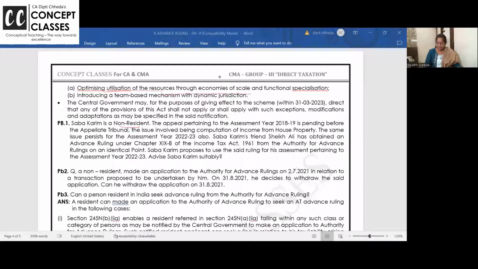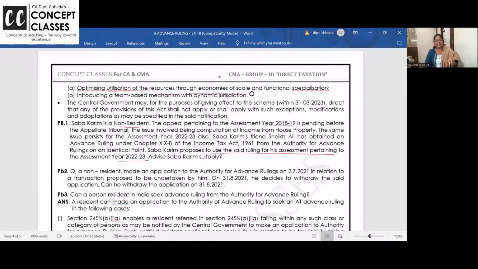The appeal pertaining to the assessment year is pending before the appellate tribunal. Issue involved being computation of income for house property. Okay, the same issue persists for assessment year 22-23, and his friend has obtained an advance ruling from the authority on the same point. So Sabha Karim proposes to use the same ruling for his case. Is it possible? What do you feel? Your friend has obtained, and already for 18-19 your own case is pending with ITAT.